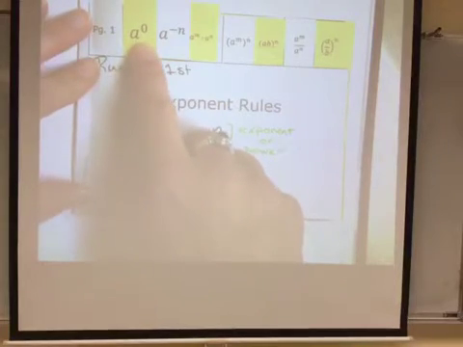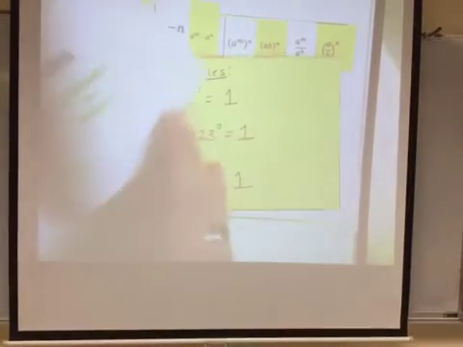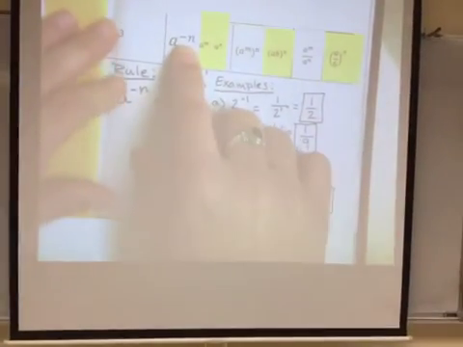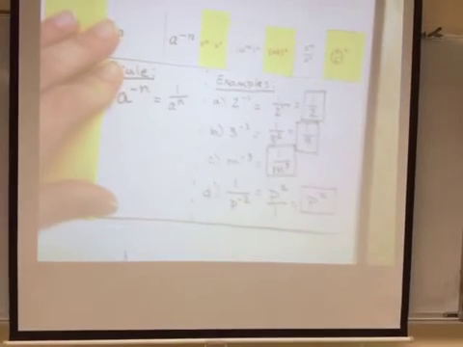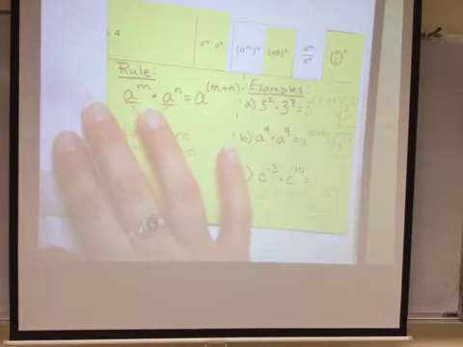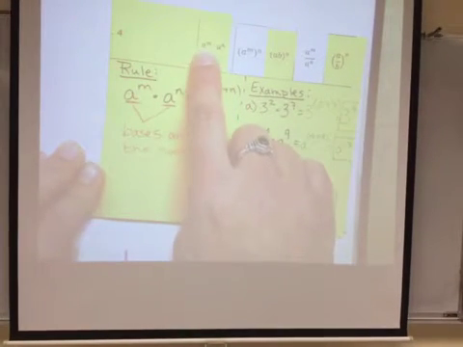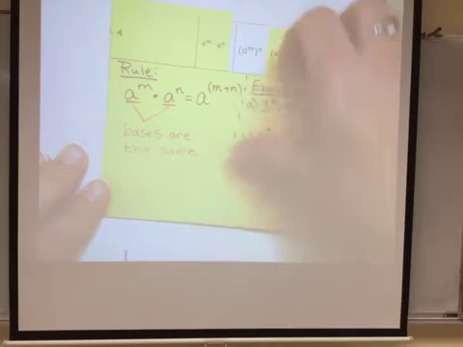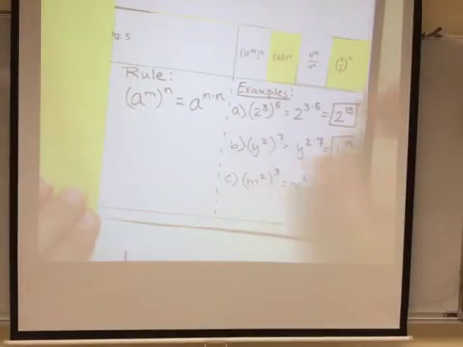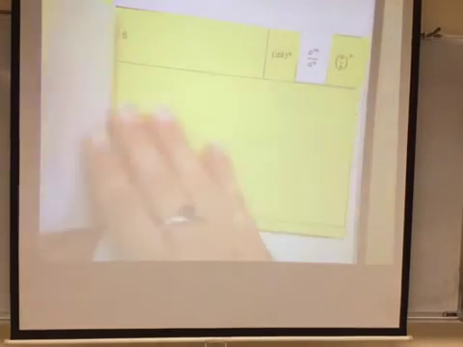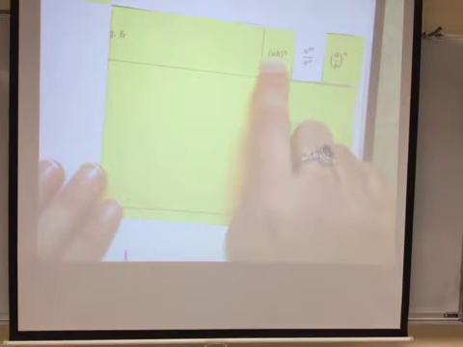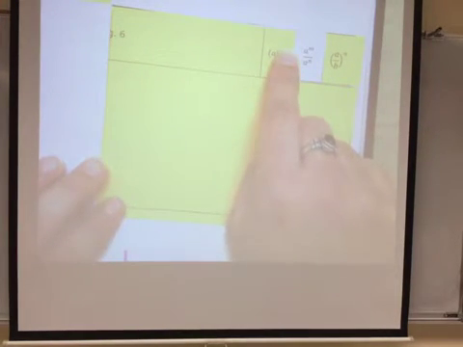Alright, so last week we talked about this first rule here, a to the 0 power. We talked about a negative exponent. We talked about multiplying with the same bases. Remember, the bases were the same. And we talked about raising an exponent to another exponent. So next, we're going to talk about raising a product where the bases are different to a power.